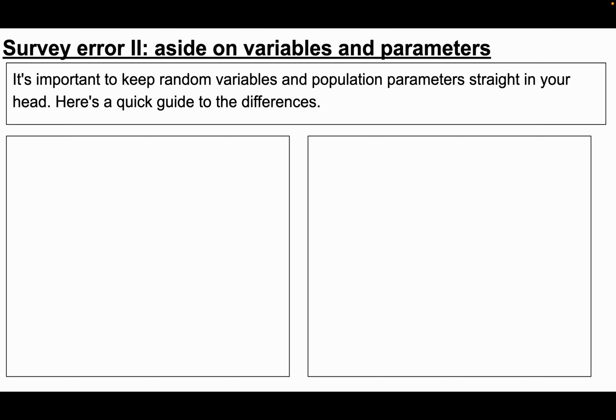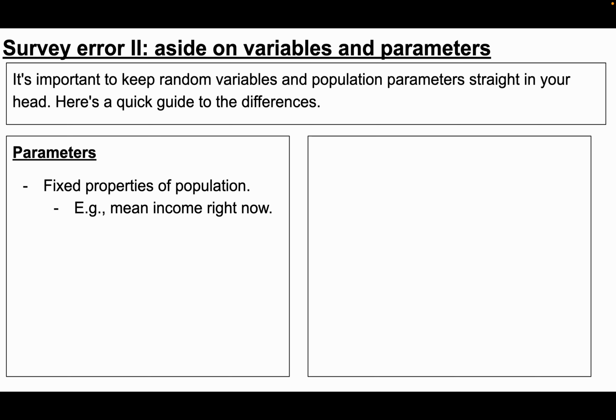I want to give a brief aside on variables and parameters because this can sometimes be confusing. So it's important to keep random variables and population parameters straight in your head. Here's a quick guide to the differences. Parameters are fixed properties of a population. So for instance, the mean income right now of the entire US population. They don't vary with the sample, so they're not random variables.